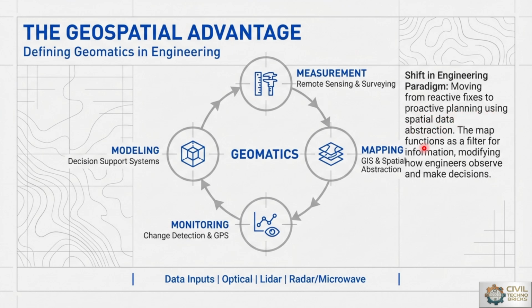So the map functions as a filter for information, where we collect and modify the collected data, or the filtered data, for the engineer's perspective, observation, or decision making. Here the data inputs are optical imagery, and with high technology, that is lidar, radar, or microwave waves, we use them from the geomatics point of view.